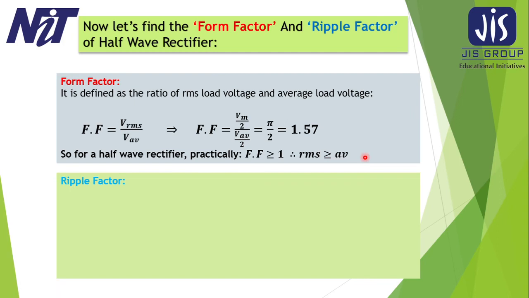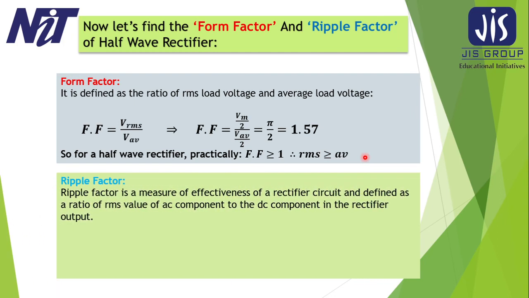And what is the ripple factor? Ripple factor is a measurement of effectiveness of a rectifier circuit. As I already told you, it is a quality measurement. So it is the effectiveness of a rectifier circuit and defined as a ratio of the RMS value of the AC component, that means VAC, the RMS value of the ripple component available at the output, to the DC component in the rectifier output.